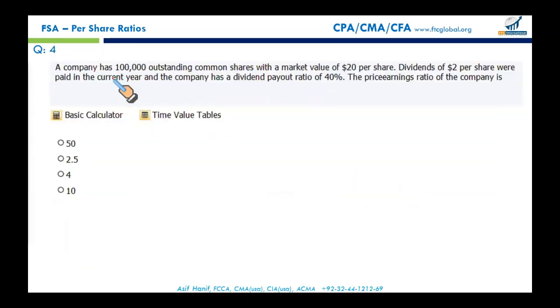Next, a company has 100,000 outstanding common shares with a market value of $20 per share. This is the market price per share, MPS. I will label MPS whenever I get the market price. Dividends of $2 per share were paid in the current year. That is the dividend per share. And the company has a dividend payout ratio of 40%. What does it mean? If the company earns $100, 40% of that is paid as dividend.